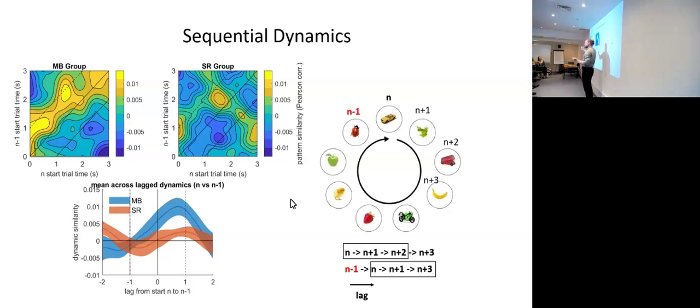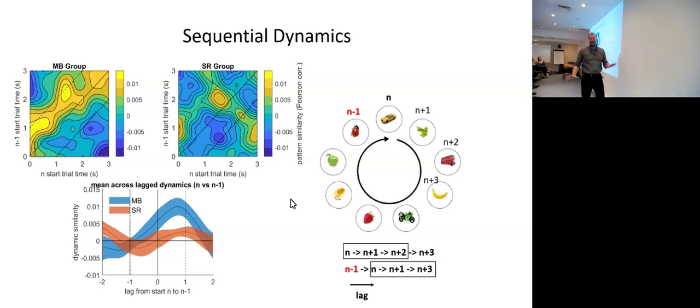This is what I call dynamic similarity. That is, I'm going to do the average along the entire dynamics for a particular lag. So that means that this value here for the SR group, that's the average along the main line. And average along this line here is going to come out here.